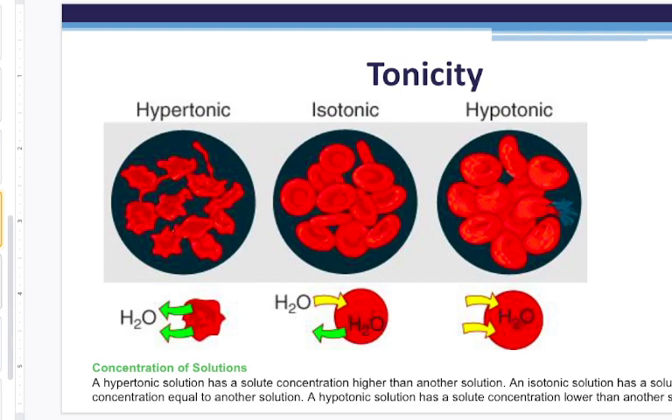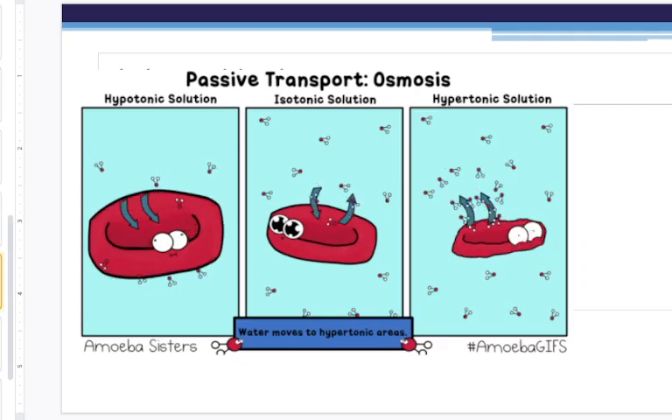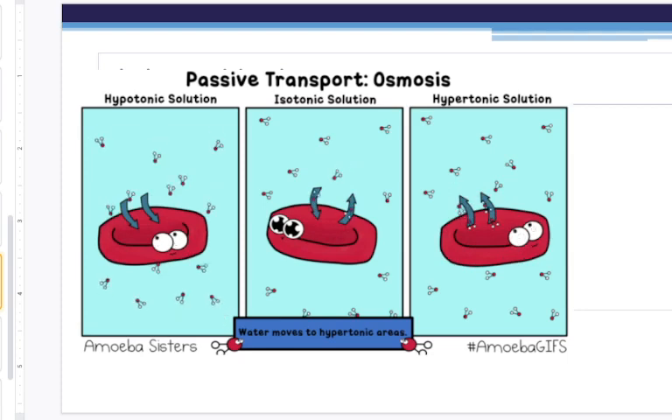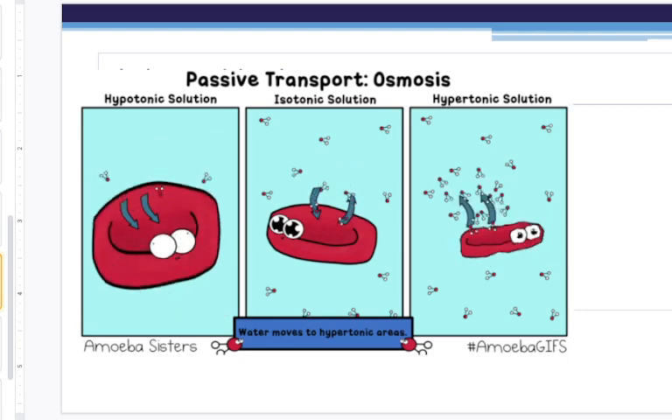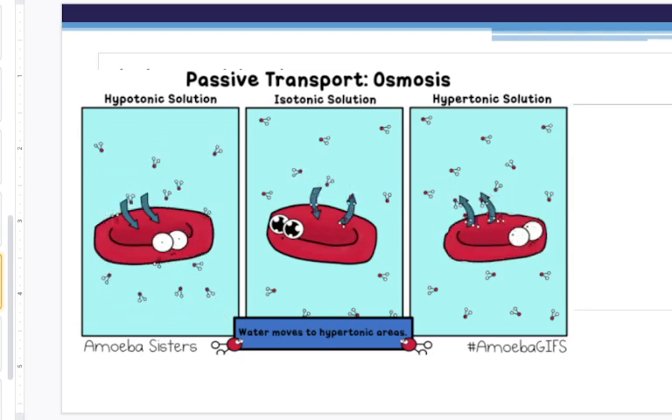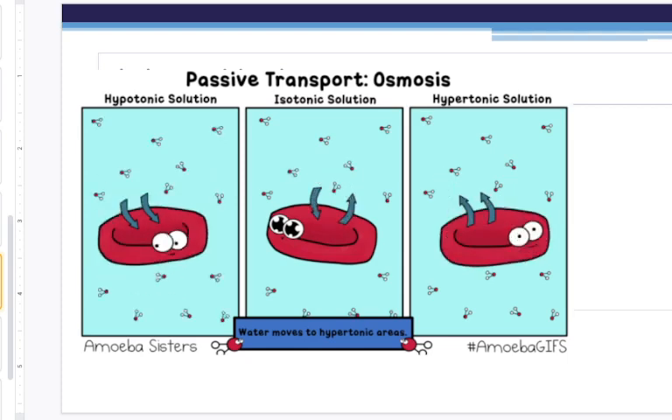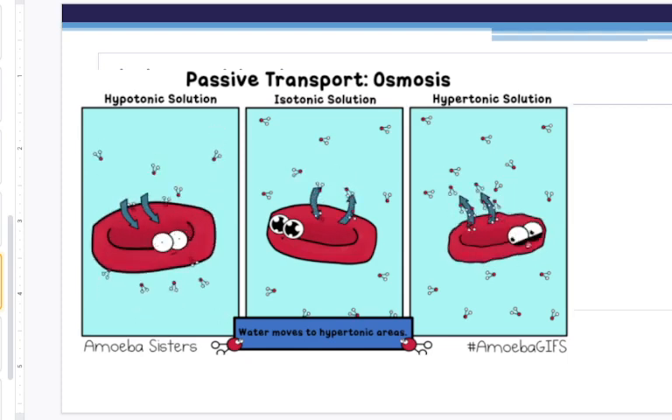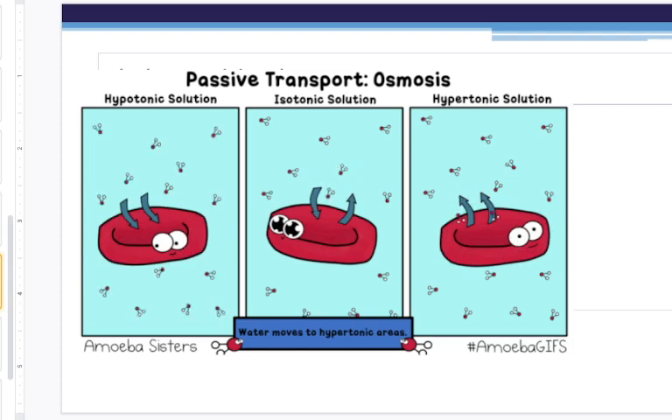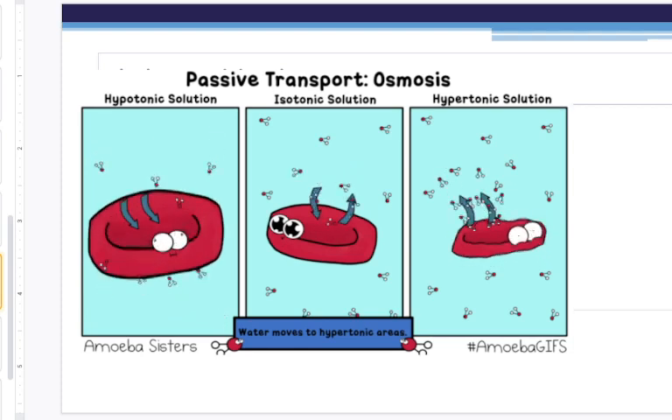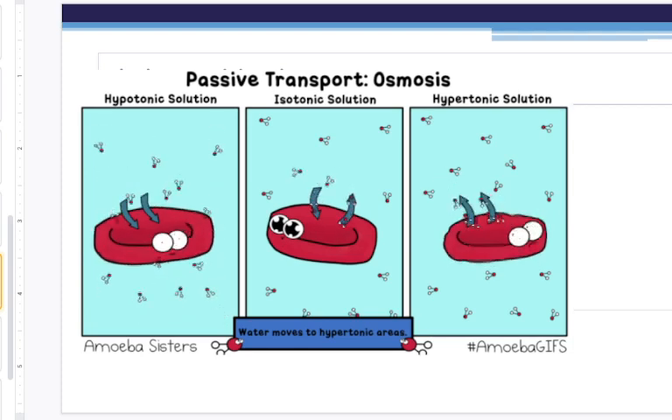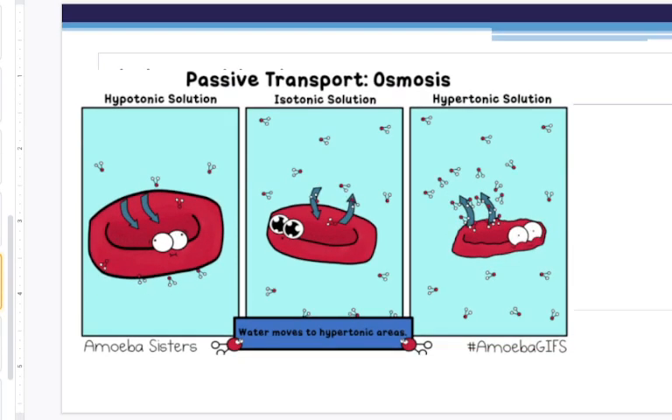Hopefully that makes sense. Here's another mnemonic for you, where we can see the hypotonic, isotonic, and hypertonic solutions. What happens when we have a hypotonic solution? Our cells are going to swell. Isotonic, there's no net movement of water because the solute concentrations are equal. And hypertonic, our cells will shrivel due to the tonicity of the extracellular fluid.